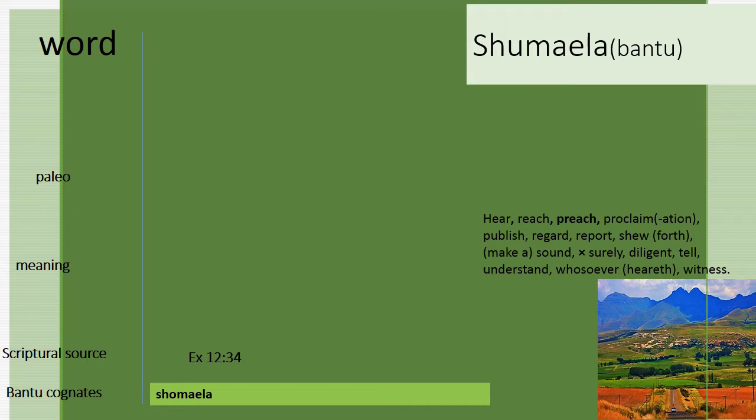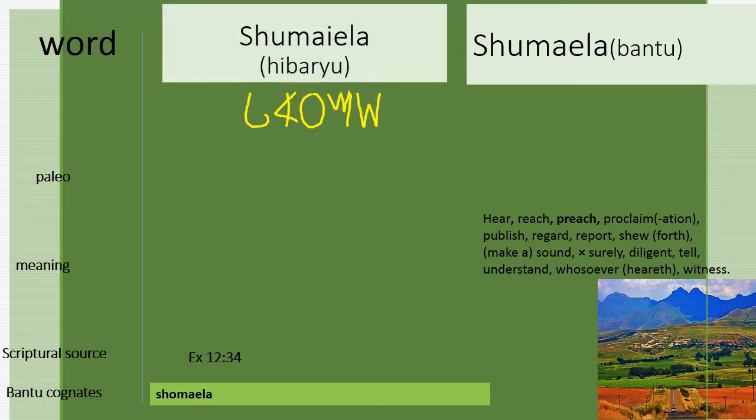Now, if we look at a similar name in Hebrew, Shumaila or Shumaila, of course one can immediately see the difference there, which is an I in English, an E in Bantu. Now that E, sometimes it's vocalized, other times it's completely not vocalized, depending on where it appears in the verb, either at the beginning, in the middle, or at the end of the verb.